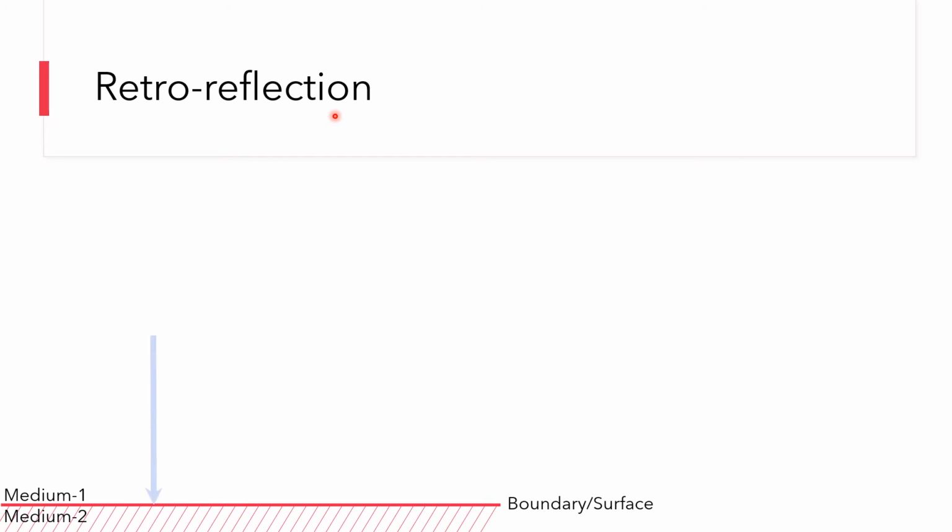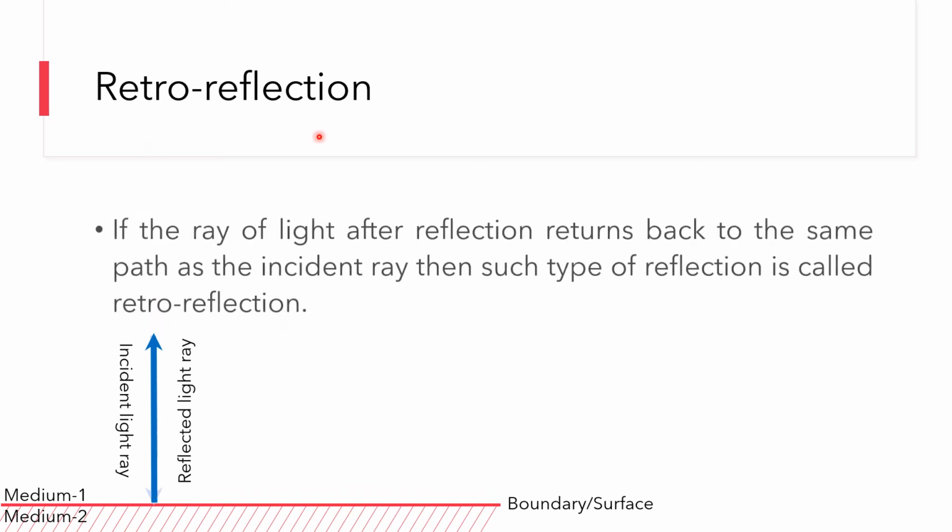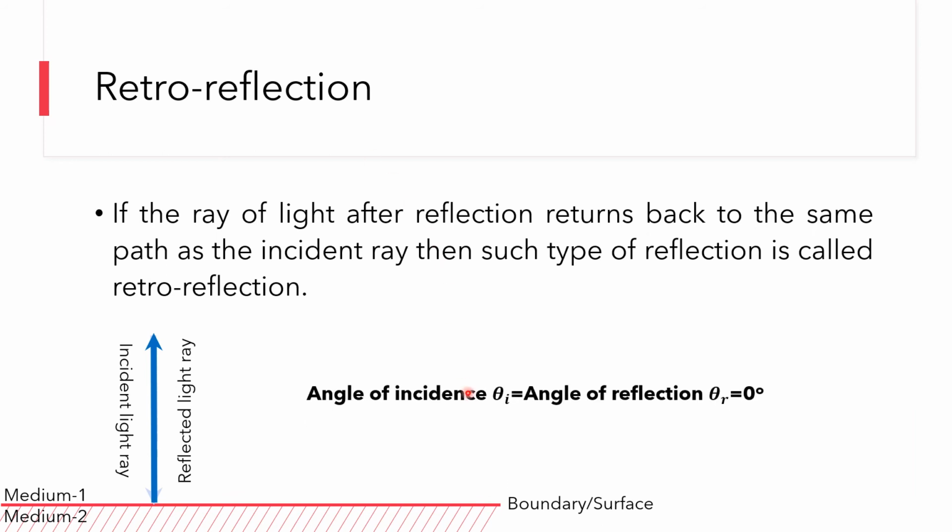Our last topic is retroreflection. Retroreflection means if the light ray falls onto the surface perpendicularly, and it bounces back, tracing back the same path, then we call it retroreflection. In retroreflection, the angle of incidence is equal to the angle of reflection. Of course, both are equal to 0 because all three are on the same line.